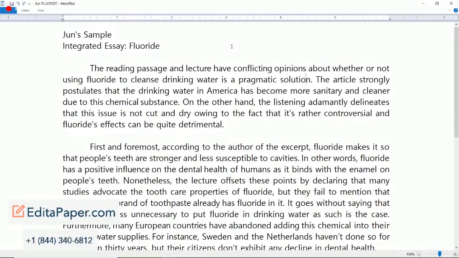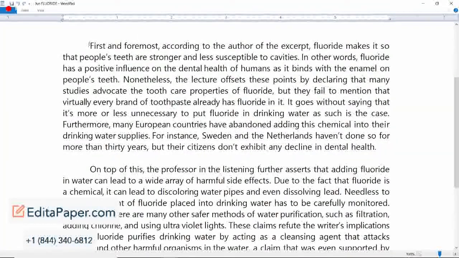What else did I do? I wrote this chemical substance instead of writing fluoride since I know I'm going to be writing fluoride a lot. And just in case you guys don't know, owing to the fact that is a synonym of because, due to the fact that. All right, let's go to the first body.